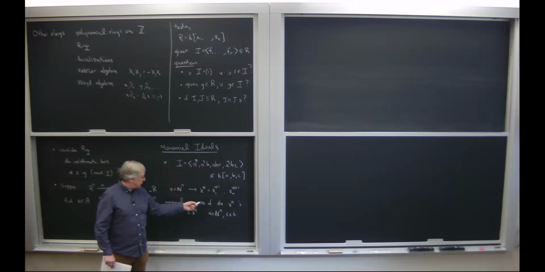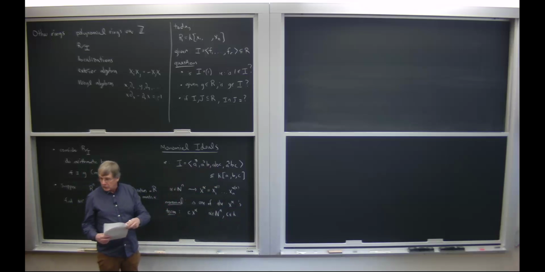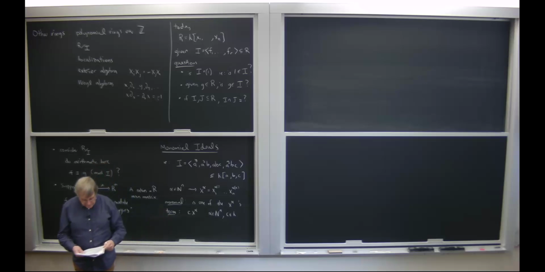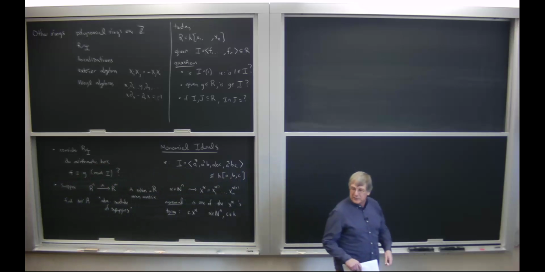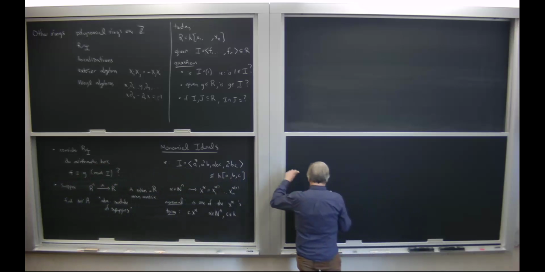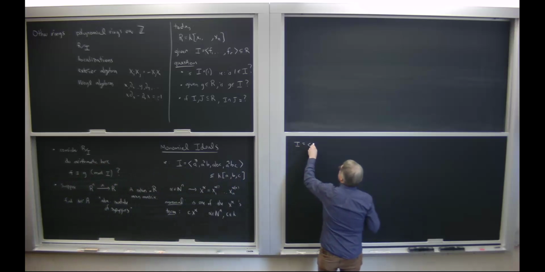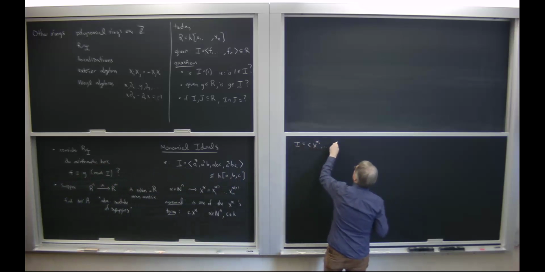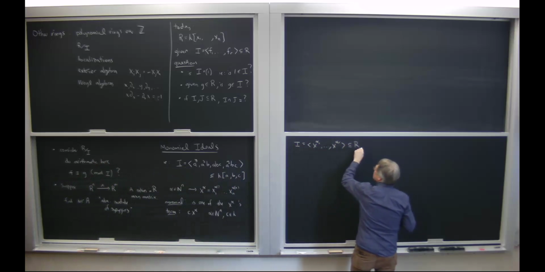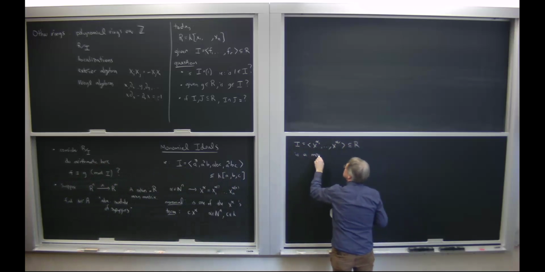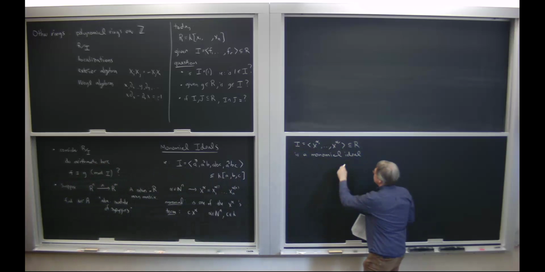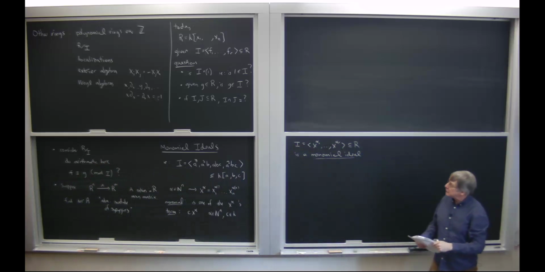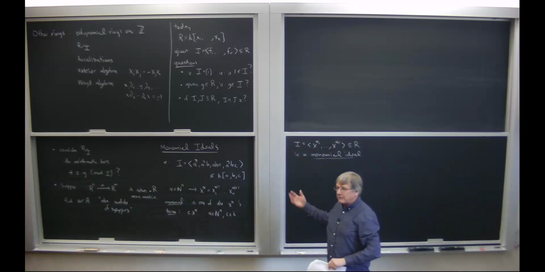When we're over a field, we can pretty much deal with just monomials. If we work over the integers, this is going to become important, and other rings also. So, I, given by x^alpha_1 up to x^alpha_r, say, contained in R, is a monomial ideal. In other words, it's generated by monomials. And we should be able to answer all these questions for that case.